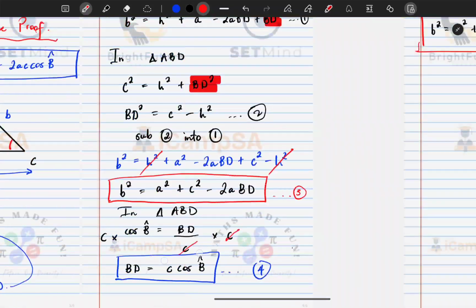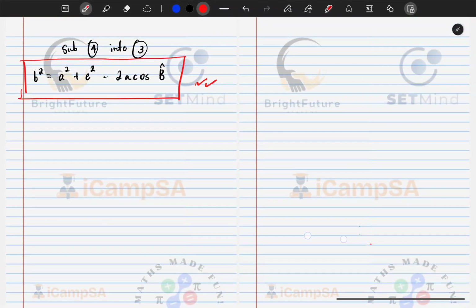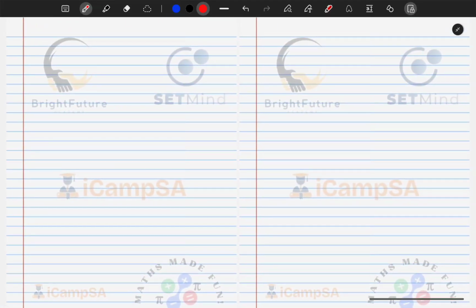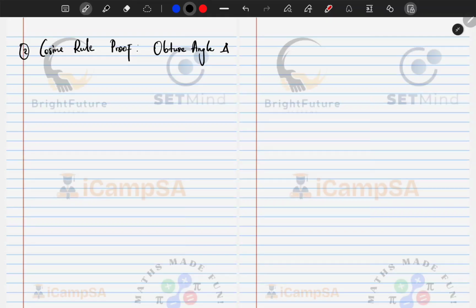Great. So now let's look at how we can do this for an obtuse-angled triangle, right? So I'm also going to start on a new page. I'm still proving the cosine rule. It's still the cosine rule proof. However, now I'm just doing it for an obtuse-angled triangle. Let me just draw my triangle here.